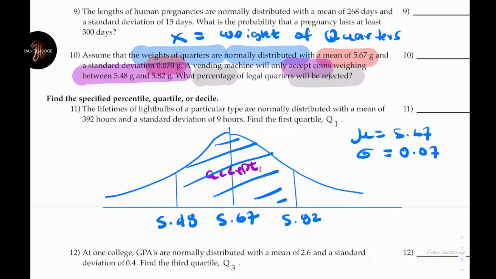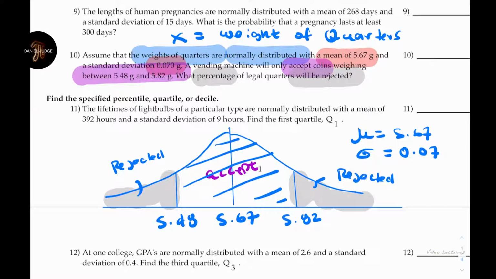And then notice they say, what percentage of legal quarters will be rejected? So the reject region here, I'm going to paint in gray. It's the tails. It's both tails. This is where you'll be rejected. It's outside there. All right? So this is the reject region in gray. And they're going to say, what percent of quarters will be rejected?